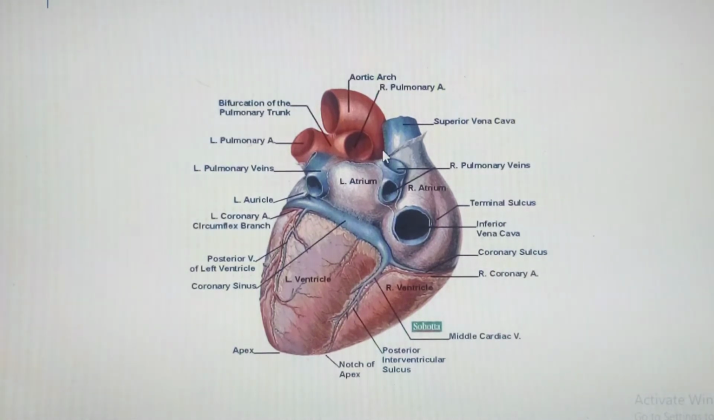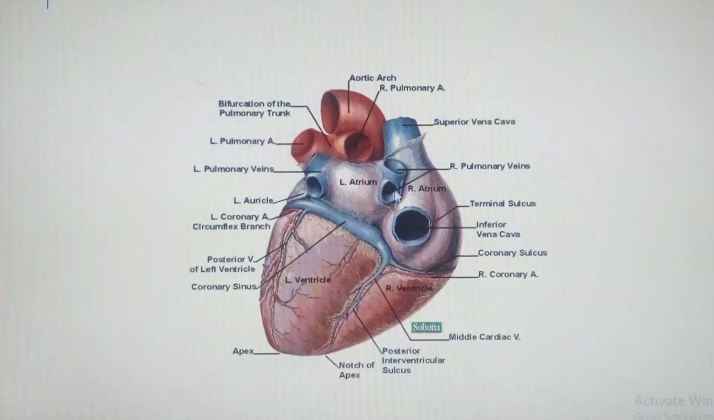Well, apart from this, there's also another sinus, which we call the oblique sinus. This time around, it will be found behind the atria. Now, look at this. This is the right atrium. This is the left atrium. It will be found in between, right? In between the right and left atrium, as well as, of course, between the left and right pulmonary veins. So these are the right pulmonary veins, the left pulmonary veins.